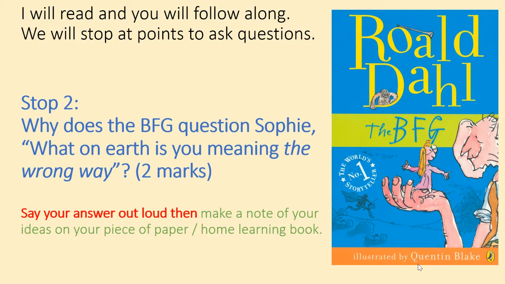Asked the BFG. Okay, so I now know that Frobscottle is a type of drink with lots of bubbles in it. Now here's my question. Why does the BFG question Sophie? What on earth is you meaning the wrong way? This is another 2-mark question, so we need point and evidence. I want you to say your answer out loud, then make a note of your ideas on your piece of paper or your home learning book.